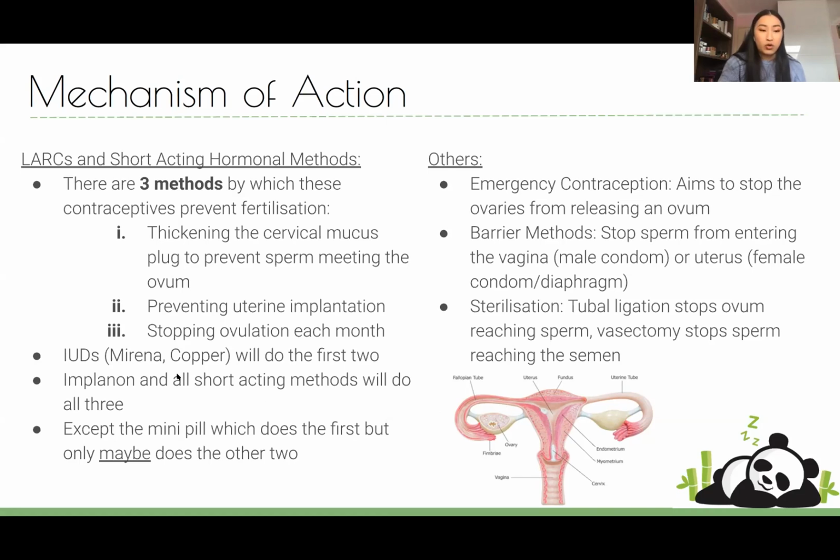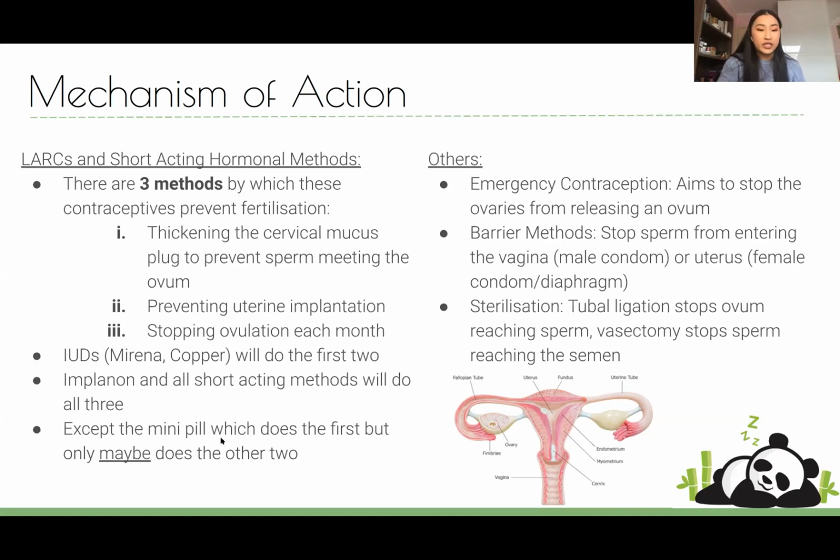Most of these methods do all 3, but your IUDs will only do the first 2. And the reason for that is because IUDs act locally only. They don't have systemic effect. That's a good and a bad thing. So because they don't have a systemic effect, they don't have any effect on ovulation each month, but they do the other two things.